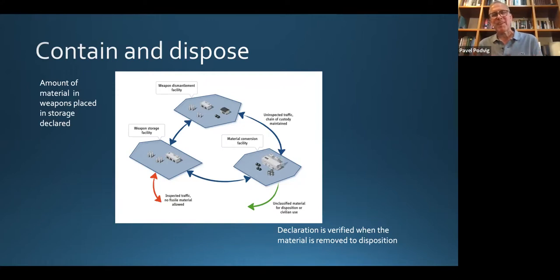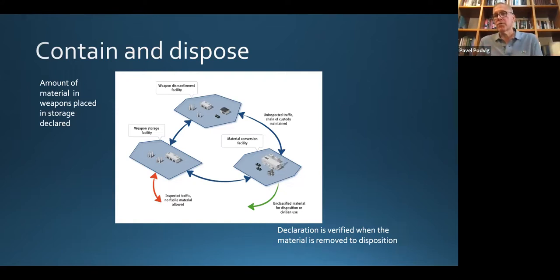You need to do something with them, and then you could move them to a dismantlement facility. It could be a separate facility geographically, but topologically that would be the same perimeter, where the weapons are dismantled. Then they move to a material conversion facility, which again, all these blue lines, it's topologically the same thing. And then once you convert them into unclassified form, you could then remove it from that perimeter.